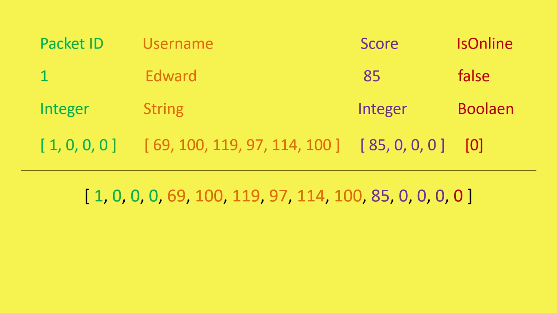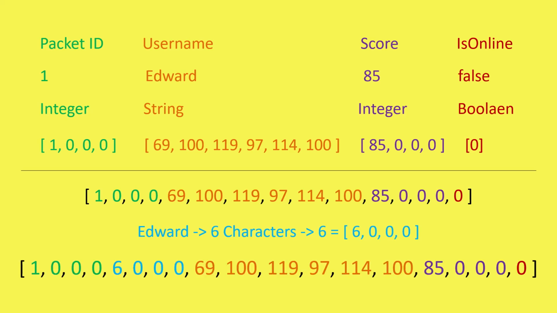But there is one issue here. Let's talk about the string. As you know, the length of a string is not constant. The length of an integer is always constant. It's always 4 bytes. But the string depends on the length of the string. So what we're going to do, we're going to get the length of the string. Here it is Edward. It is 6 characters. Then we're going to convert 6 into a byte array, and we're going to insert it before the string.